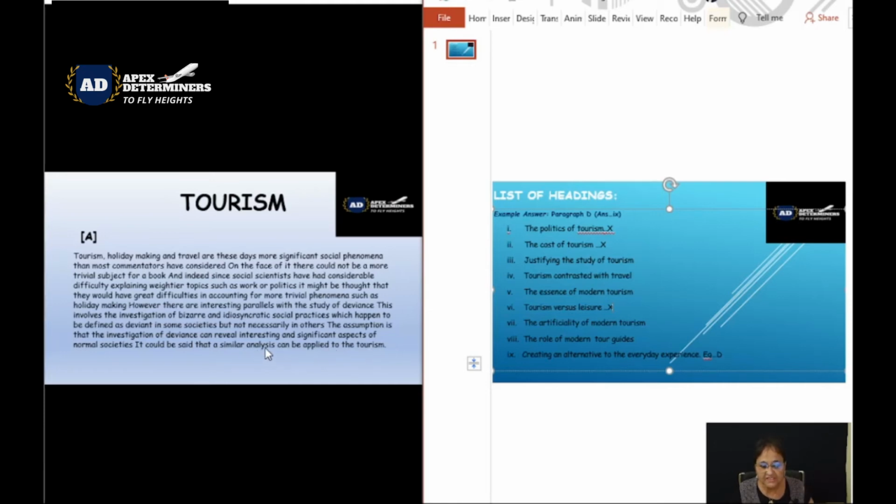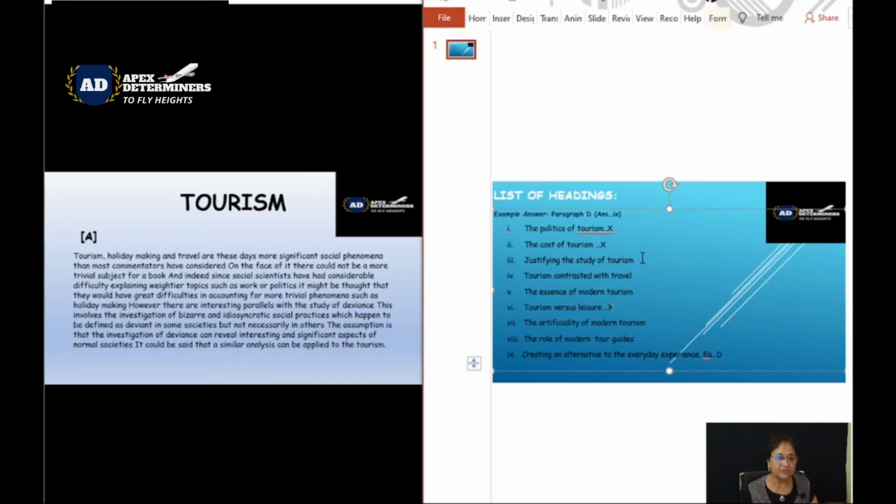What is the analysis he's talking about? The analysis of the significance of tourism. What they have analyzed about tourism is all mentioned in the middle sentences, which I have not read. So now I know that tourism is explained in this paragraph. The quality of tourism is explained in this paragraph. Now I'll come to the list of headings and I will see which of the heading is referring to the significance of tourism, the quality of tourism.